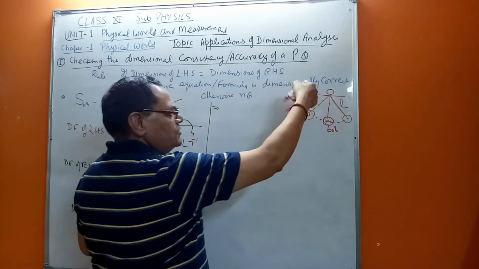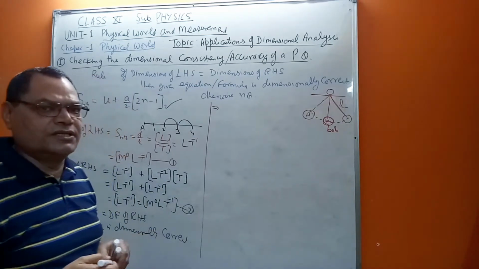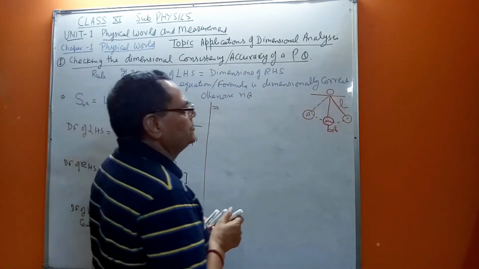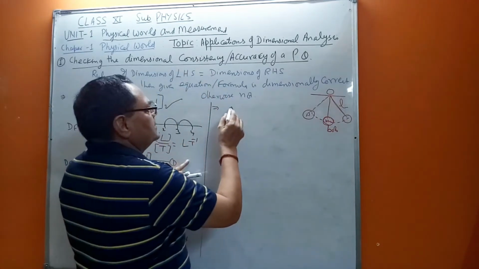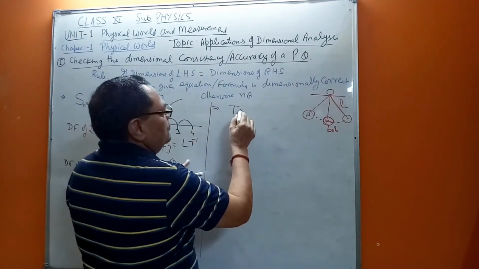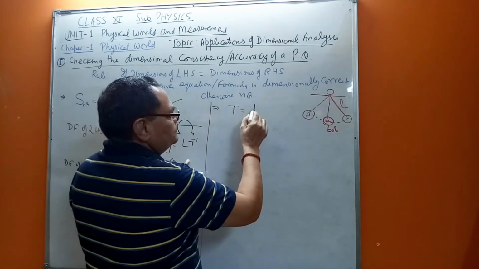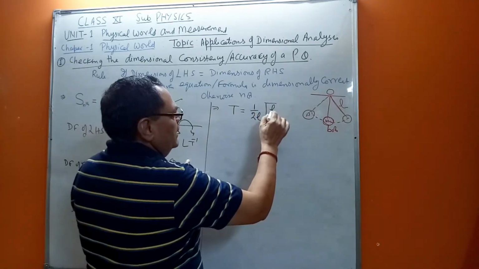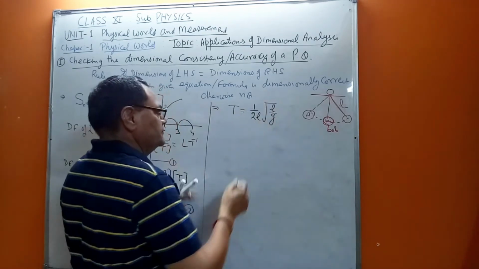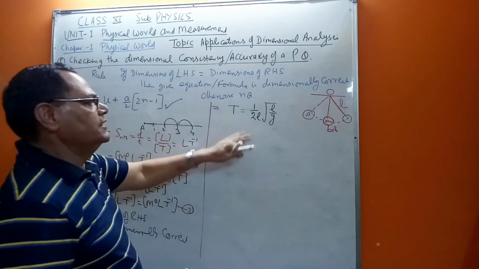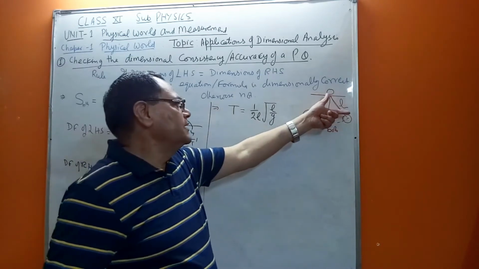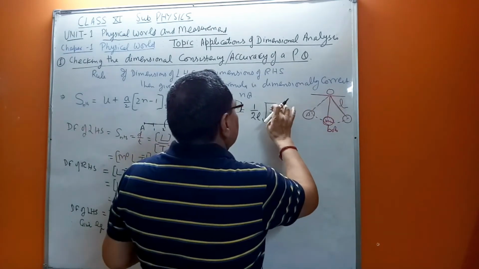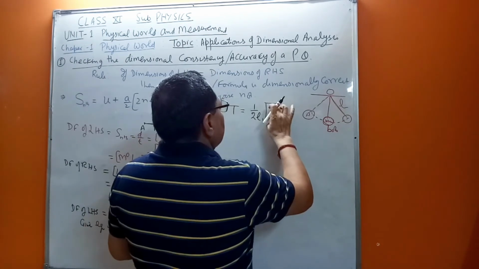And there will be some time period of oscillation of the simple pendulum. So we say the time period of a simple pendulum is equal to 1 upon 2 pi under root L upon g, where L is the length of the thread, and this is the time period.